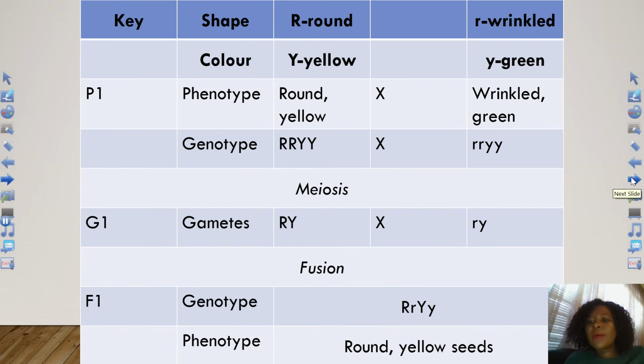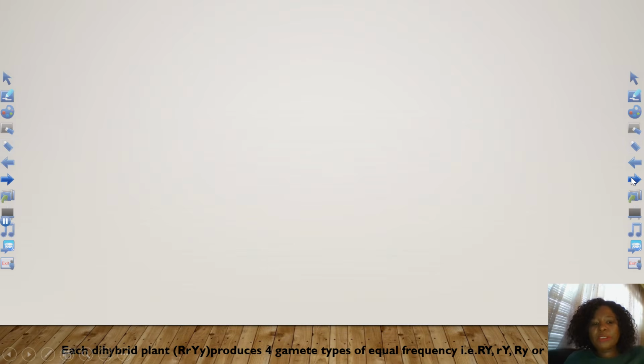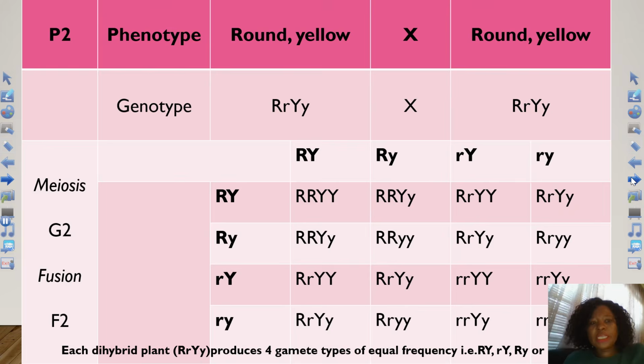So now the question was, what are the expected phenotypes in the second generation? So now let us look at what we are crossing in the second generation. Like we did with the monohybrid crosses, Mendel took the offspring of the first generation and made them the parents of the second generation by allowing them to self-fertilize. So now you will see in the P2, we're starting with round and yellow parents, which came from the first generation. The genotypes of these two parents is the same.